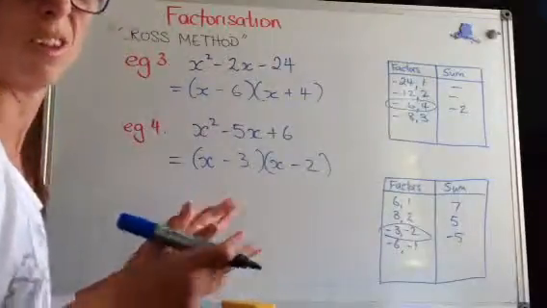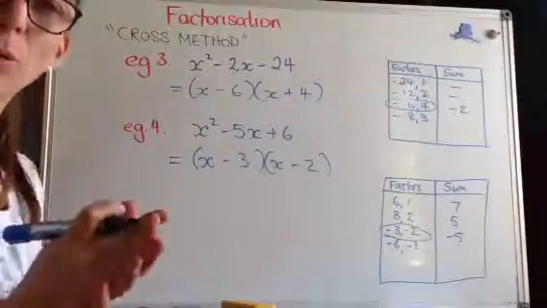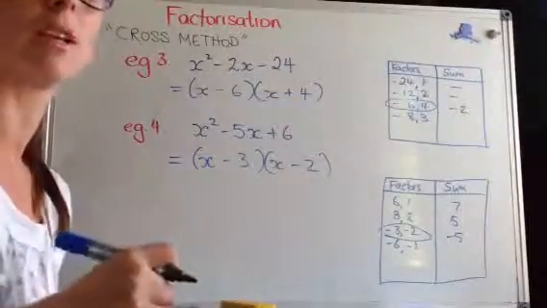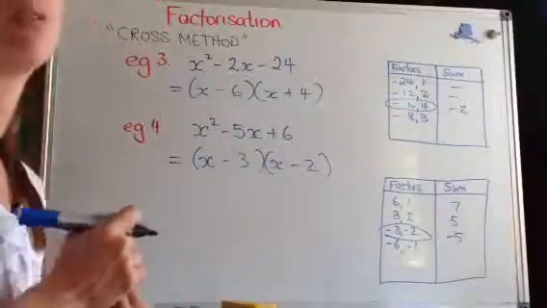And that's the cross method, with some examples that have negative numbers. At this point, you can probably move on to exercise 7.3, questions 1 and questions 3, and you should be pretty good with those.